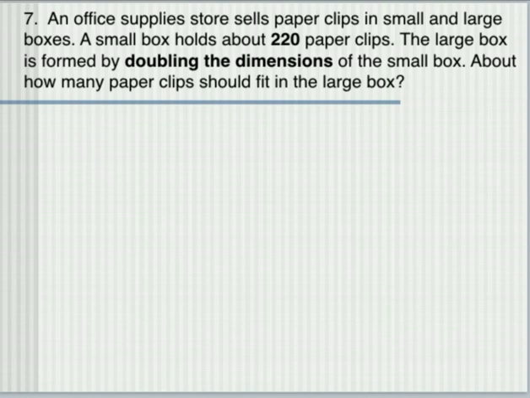So here's your hint. When they're talking about the small box containing 220 paper clips, that's talking about how many paper clips fit inside of the space inside the box. In other words, paper clips are our units for volume. And last tip, when they talk about doubling dimensions, that means doubling the sides. So that's a fancy way of telling you scale factor. Good luck.